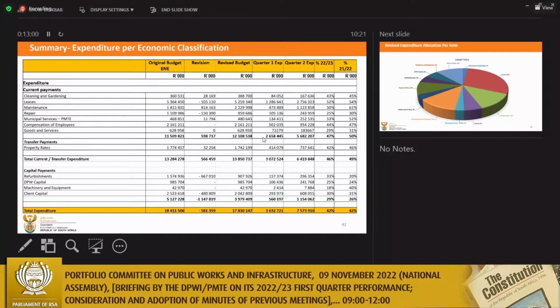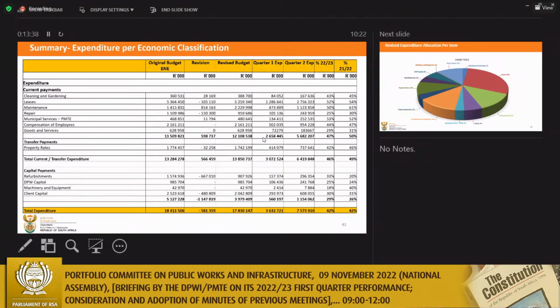Then the total expenditure between current and transfer payments, the total budget is 13.3 billion and the spending was sitting at 3.1 billion for the first quarter. Then the last category of the expenditure is your infrastructure payments. On refurbishment, Chair, we have a budget of 1.6 billion and the spending is 157 million, which represents 10% of the budget. So it's low.